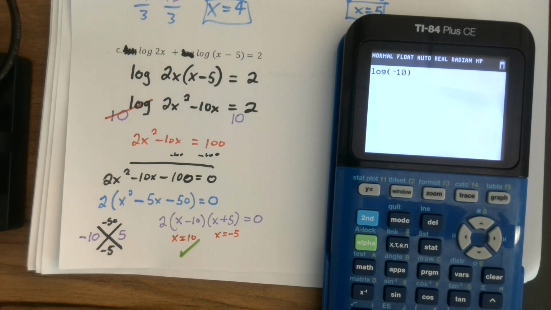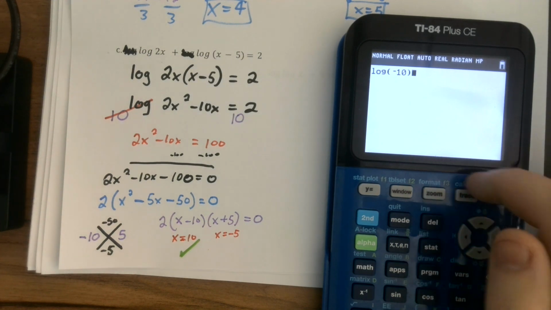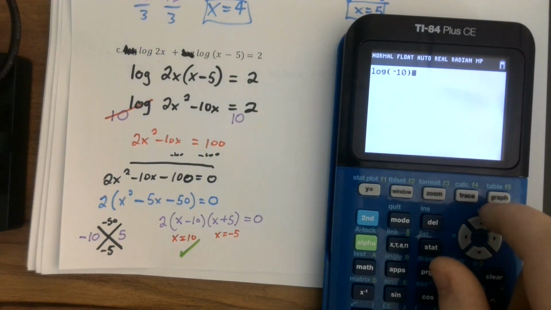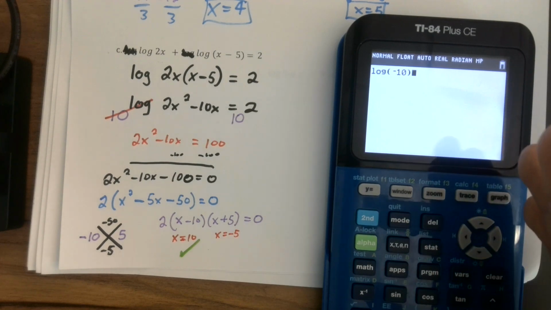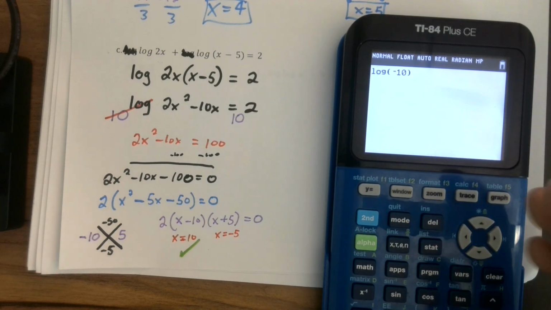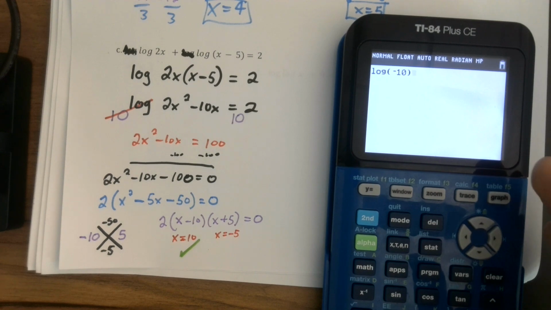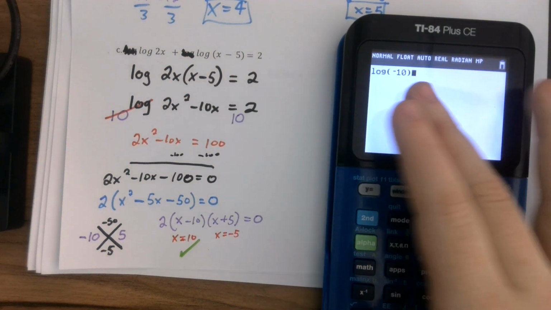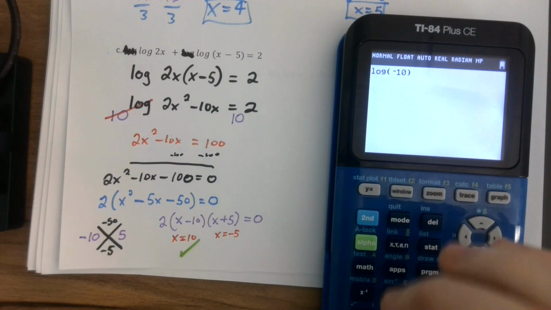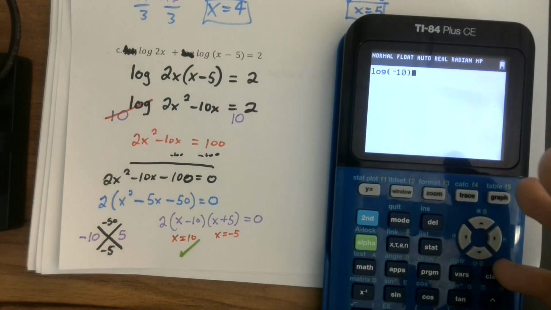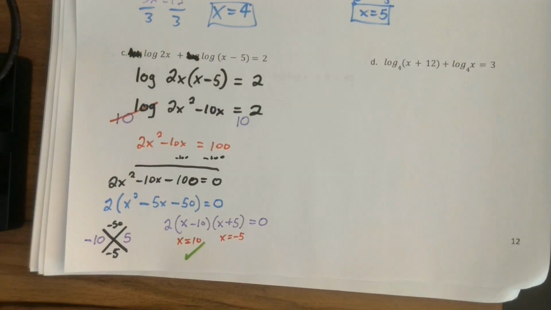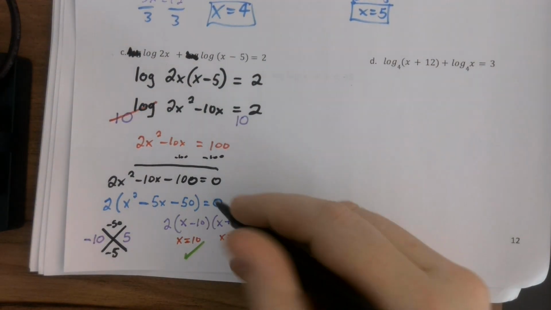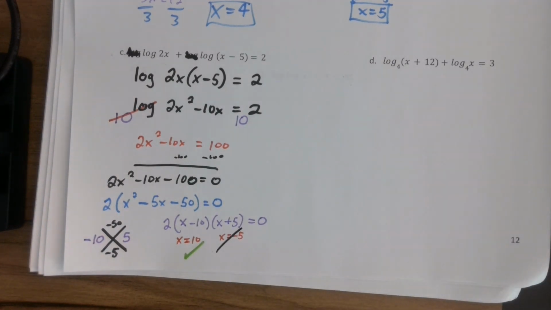Remember what this is asking. This is asking, 10 to the what power would make negative 10? 10 to any power is never going to equal negative 10. You can't take an exponent of something and get a negative number. It's just not possible. You can't take an exponent of a positive and get a negative. So that's why this is extraneous. X equals negative 5 is an extraneous solution, so we cross it off. X equals 10 is our one and only answer.